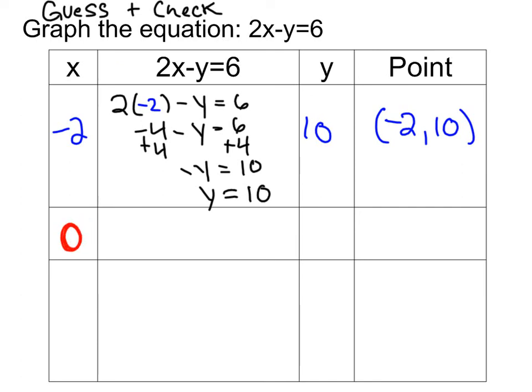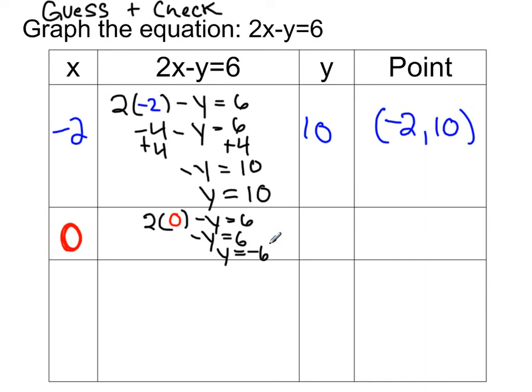So I'm going to pick 0. 0 is nice. We have 2 times x minus y equals 6. So we're going to plug in 0. What's 2 times 0? 0. Alright, so we have -y equals 6. Therefore, y must equal -6.